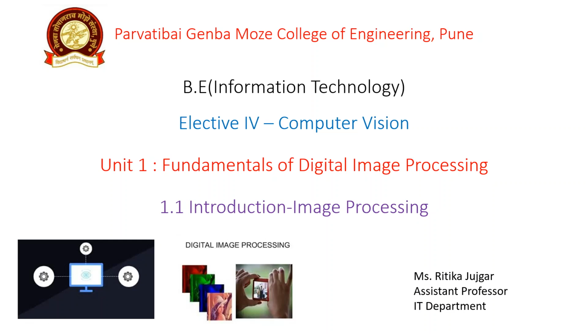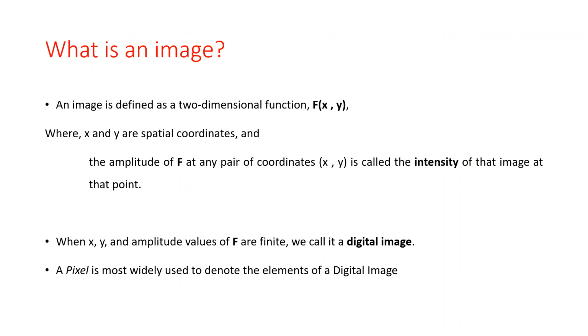So in this video, we'll discuss the introduction of image processing. So the first part is: what is an image? An image is defined as a two-dimensional function, that is, a function of x comma y, where x and y are the spatial coordinates, and the amplitude of f at any pair of coordinates, that is x comma y, is called the intensity of the image at that point.